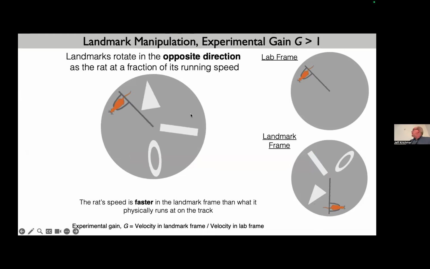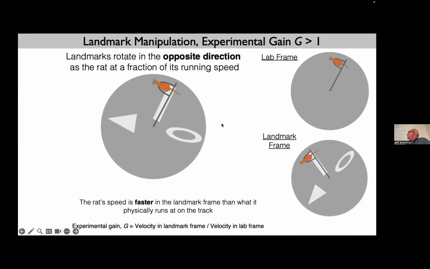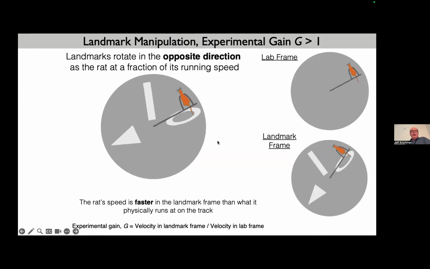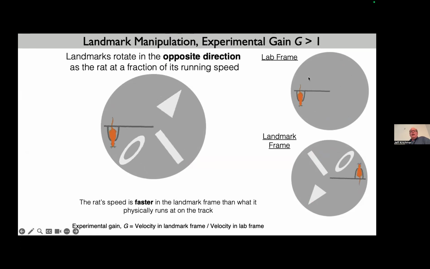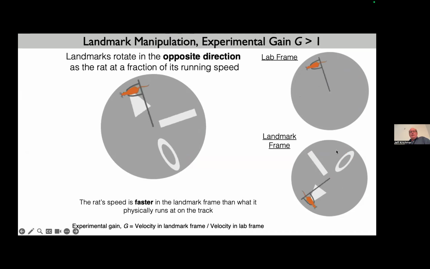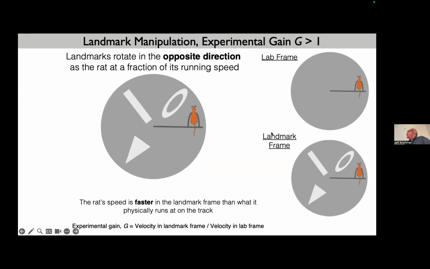You can see here, this is what we call a gain greater than 1. You can see as the animal moves around the world, the landmarks are rotating in the opposite direction. Let me do that again. And you can see we're going to plot data in the lab frame. This is the animal's actual movement through the world. But relative to the landmarks, you can see the animal's running twice as fast.